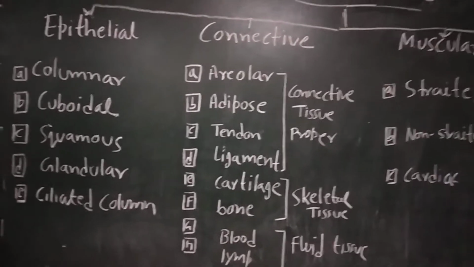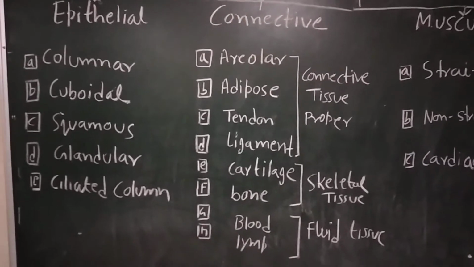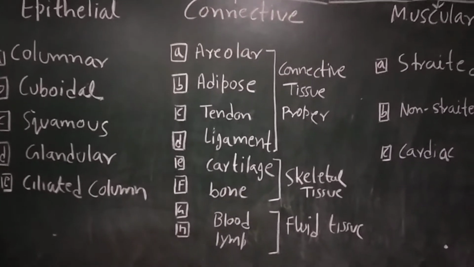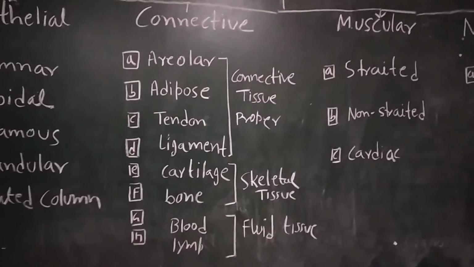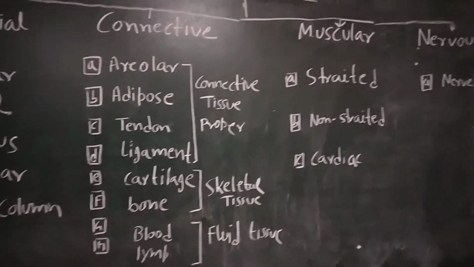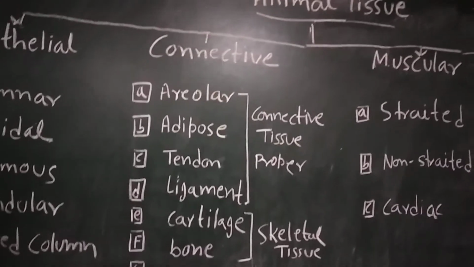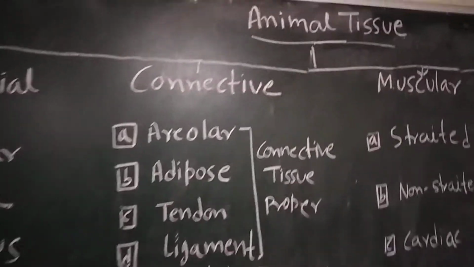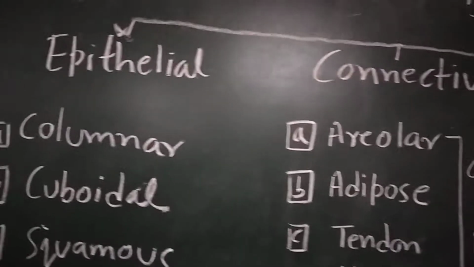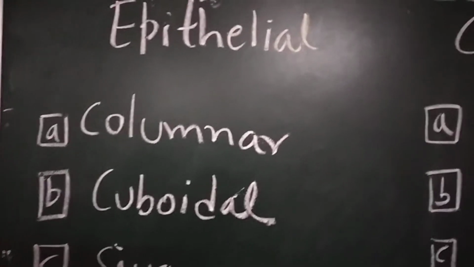Let's see here: epithelial tissue. What are the types of epithelial tissue? Connective tissue. What are the types of connective tissue? Muscular, and what are the types? And nervous, what are the types? So this video, students, I have brought for you for getting the knowledge about animal tissue. So let's learn about the epithelial tissue.